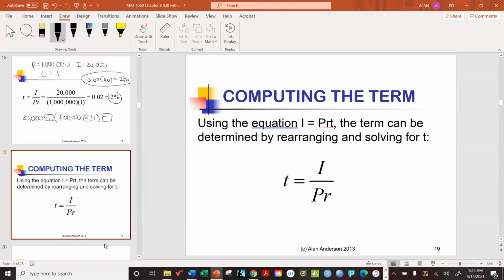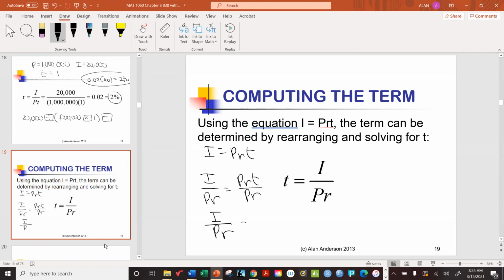All right, anyway, so to solve for time, again, we start with our basic equation and divide out all the non-T variables, I guess you'll call them. And so we end up with this. All right, and that's all we need to do to solve for the time. Now remember, this one again is in years. If it turns out to be a fraction, that means that it is less than a year.